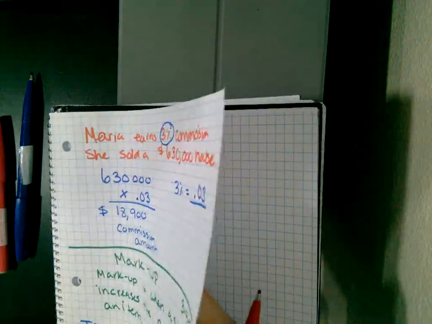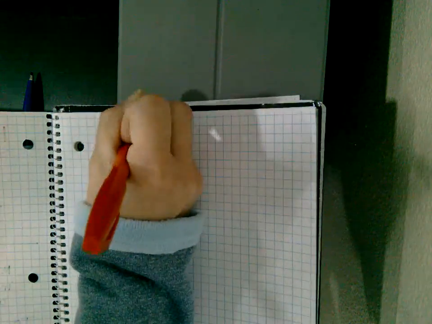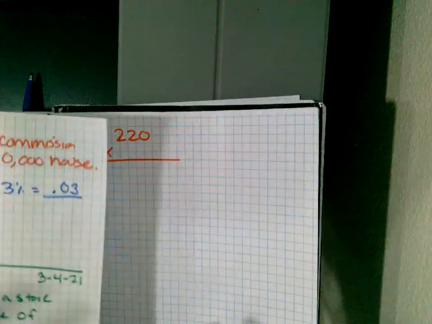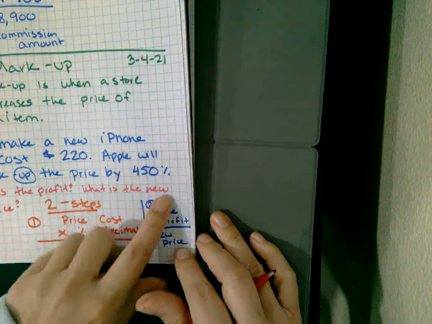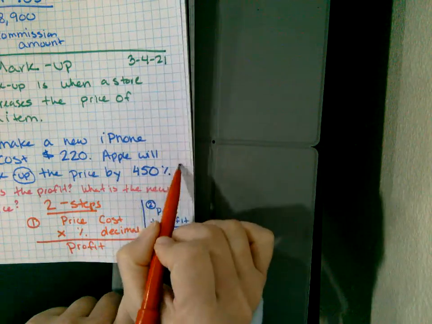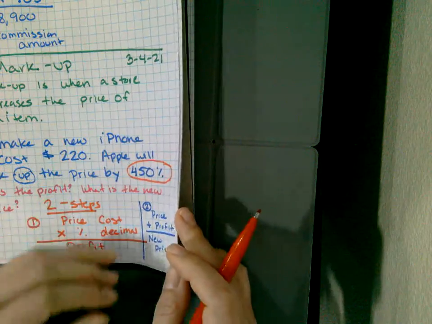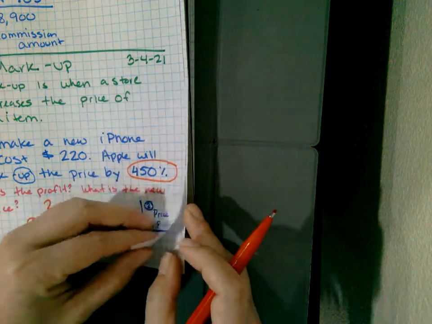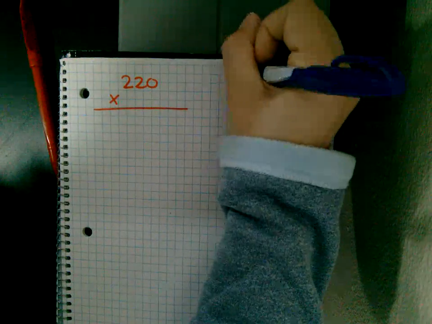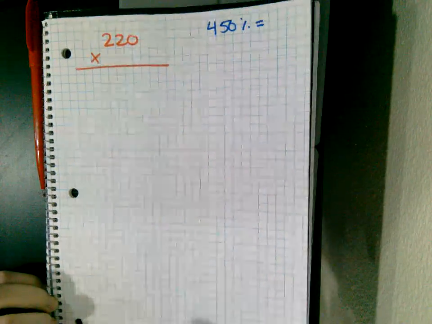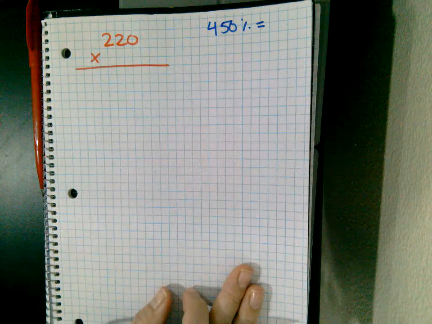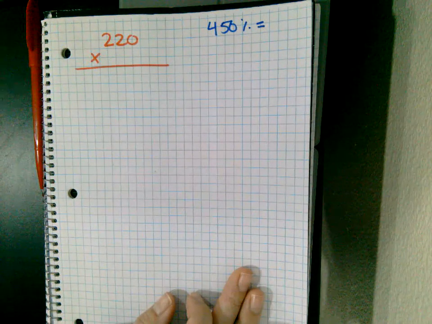So the cost was 220, and we're going to multiply it by the percent. But oh no, the percent is 450%. How in the world are we going to write 450% as a decimal? What is 450% written as a decimal? How do we write 450% as a decimal?